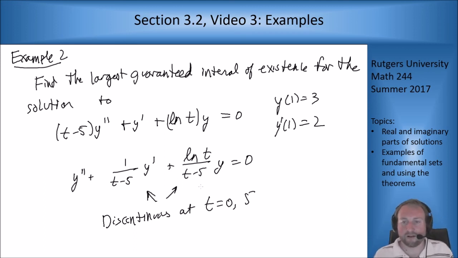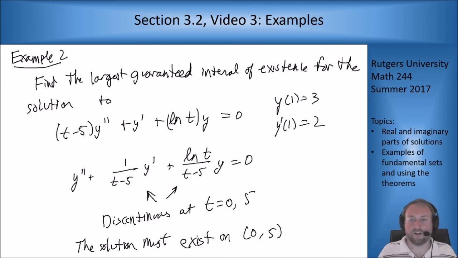So if I'm starting my solution at t equals 1, how long can it exist? It must exist between 0 and 5. Because it's linear, I get all the way to 0 and all the way to 5, and I know I'm in that middle part because I start at t equals 1. All right, that is the answer for this one, is just 0, 5.